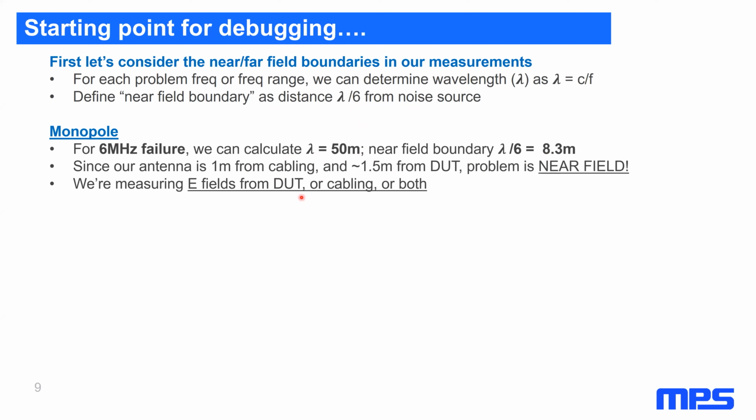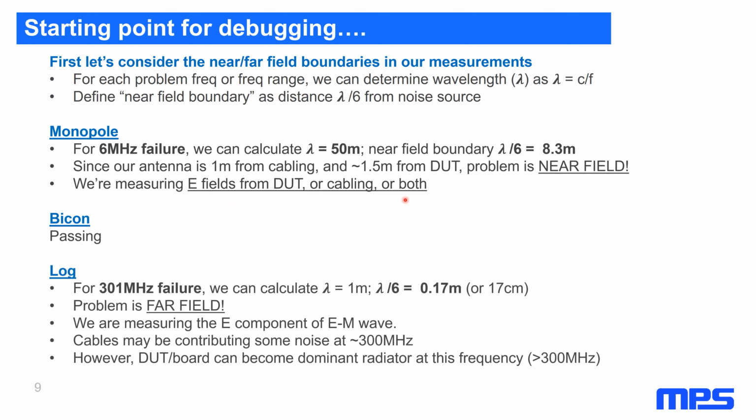we know that this problem is near field. Therefore, we can make a pretty good assumption that we're measuring E fields, strong E fields that are coming either from the DUT or the cabling, or perhaps both. With Bicon, we're passing, so there's nothing I calculate there. And then for log, we can run the same calculations and determine that our near field is at about 17 centimeters from the board. So the measurement that we're making is definitely far field in this case.